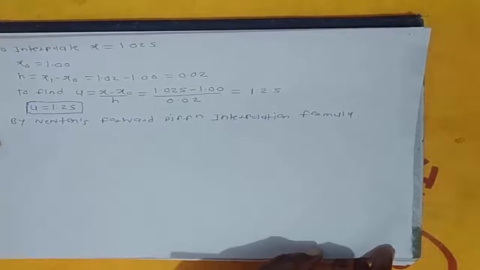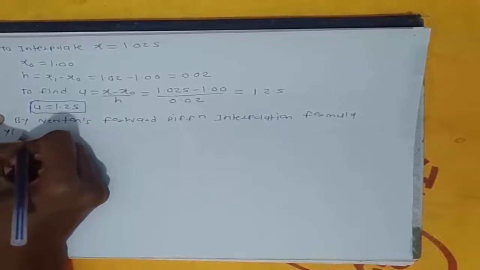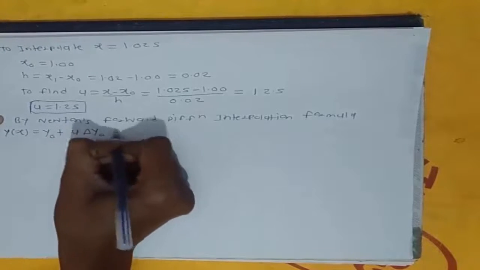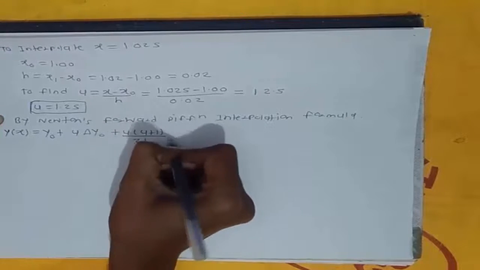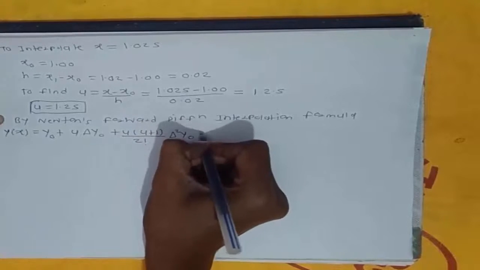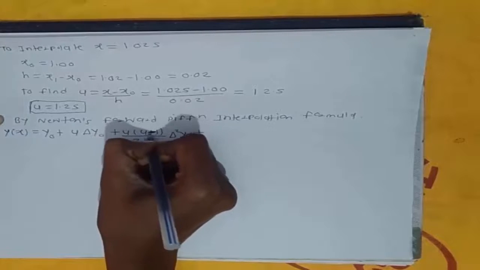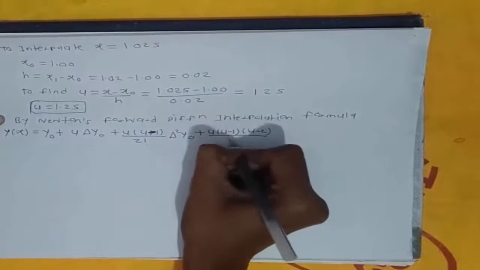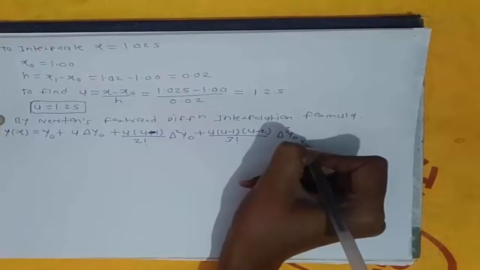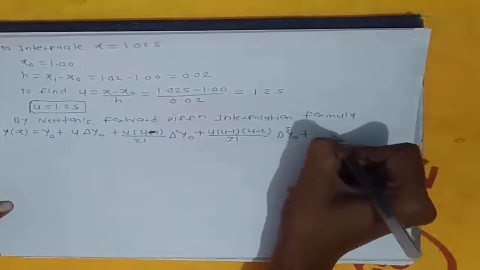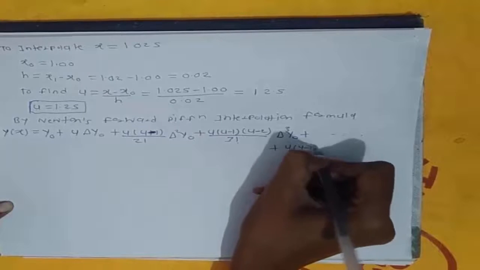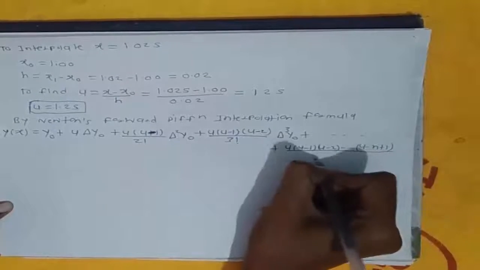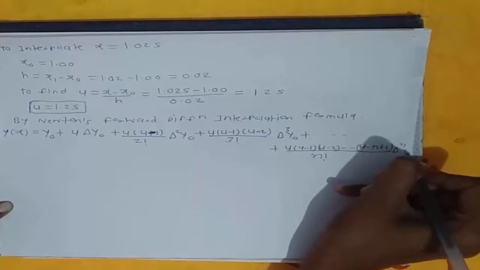we first write the formula: y of x is equal to y0 plus u into delta y0 plus u into u minus 1 divided by 2 factorial into delta square y0, plus u into u minus 1, u minus 2 divided by 3 factorial into delta cube y0, plus and so on up to the nth term, that is u into u minus 1 up to u minus n plus 1 divided by n factorial into delta raised to n y0.